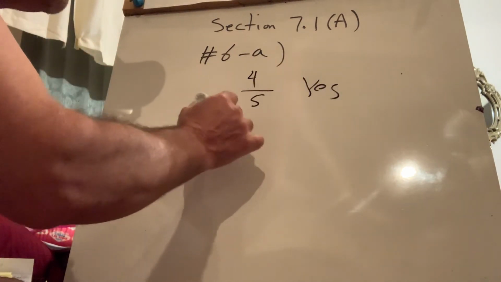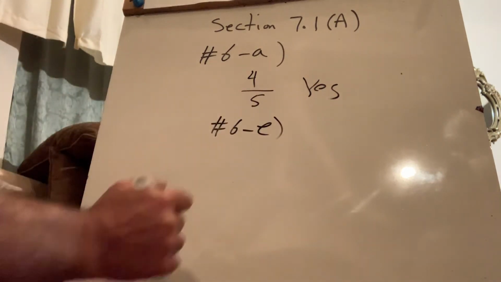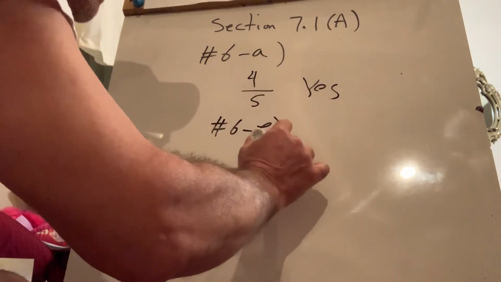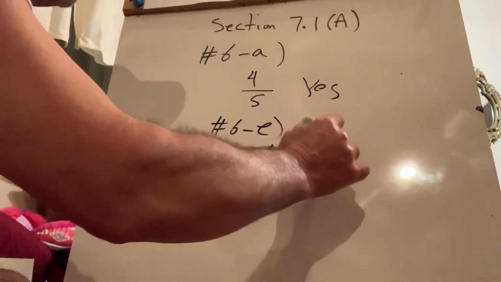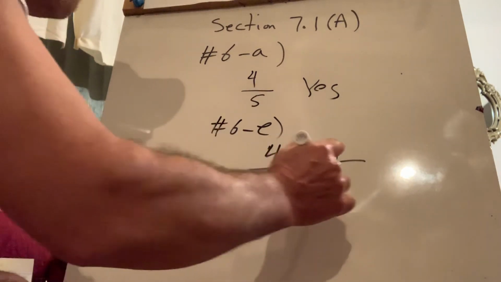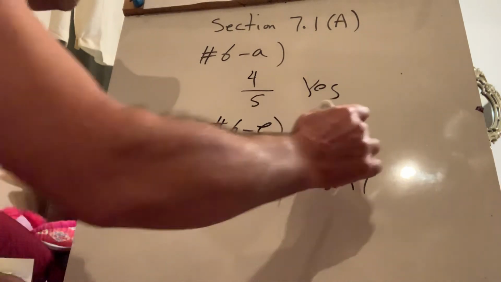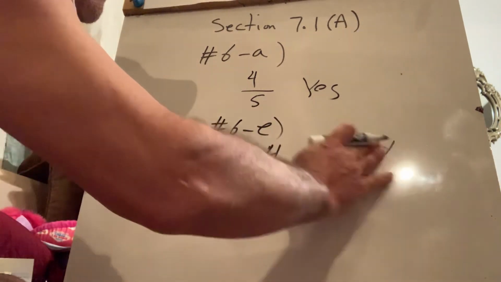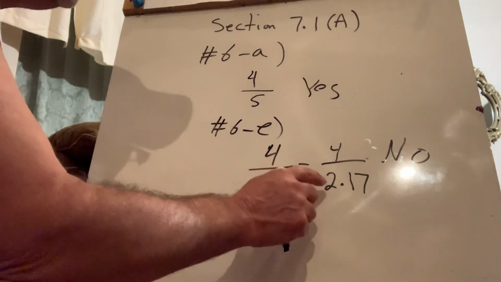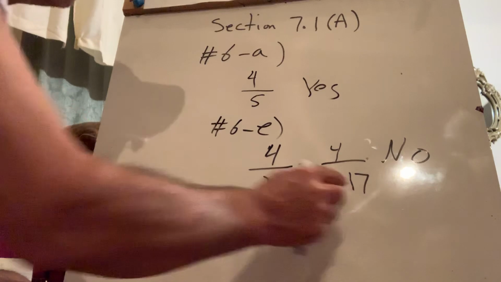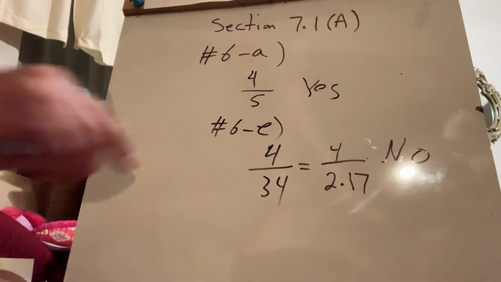Let me just do one more. Again, number 6, part E. This one says 4/34. Okay, now this is going to be no because 34, as you know, does have another factor that is not 2 or 5, which happens to be 2 times 17. So 17 is a prime, but it's not 2 or 5. And so in this case, that is not going to be a terminating decimal because the bottom is supposed to have only 2 or 5 as a factor. So if there's any other factor except 2 or 5, then it cannot be a terminating decimal. Okay, I hope that helps.